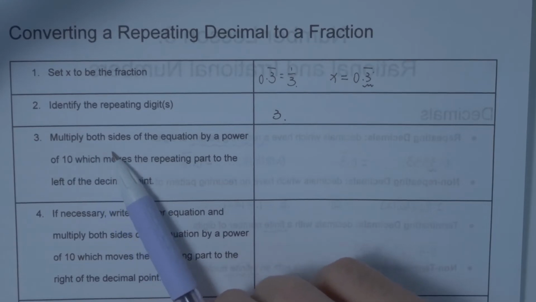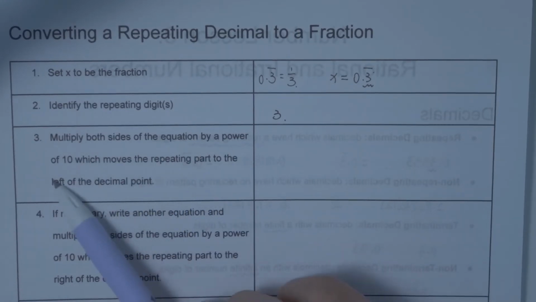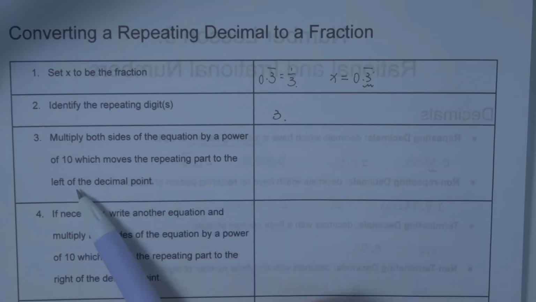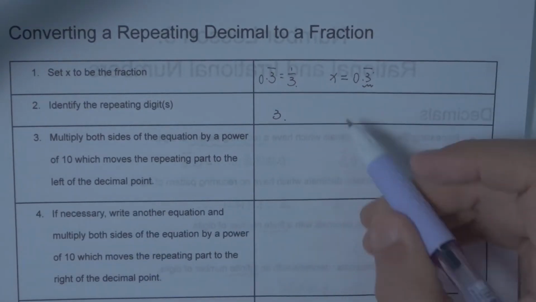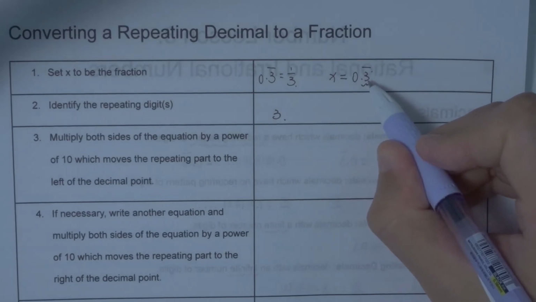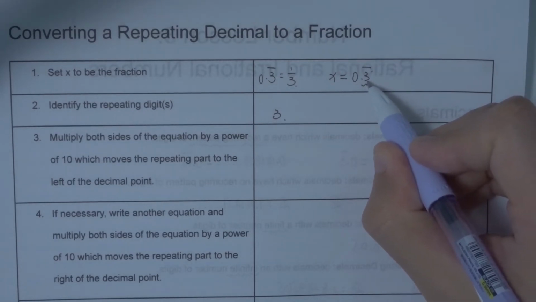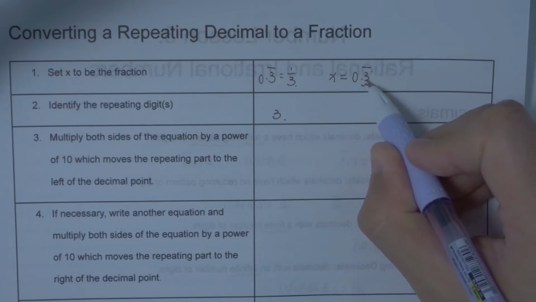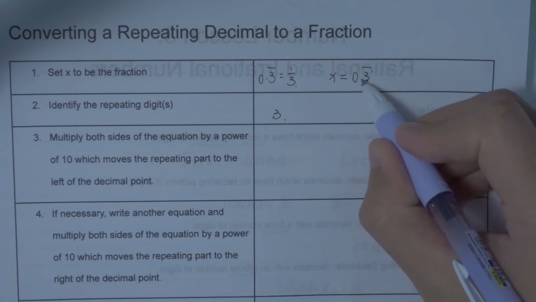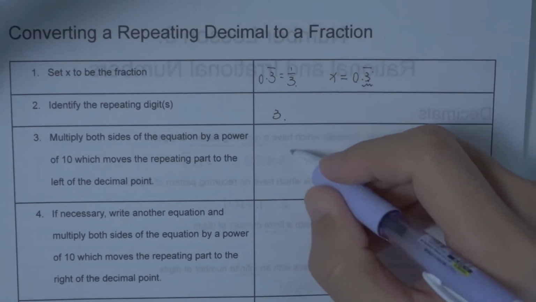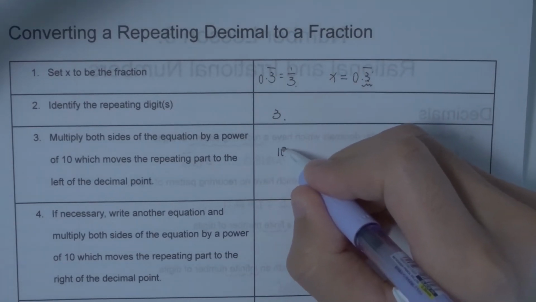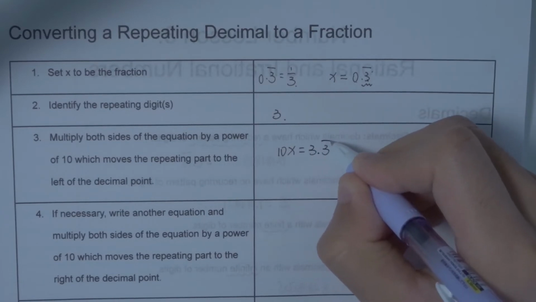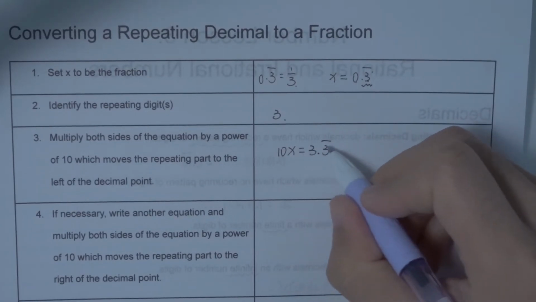And multiply both sides of the equation by a power of 10, which moves the repeating part to the left of the decimal point. So we need to times by a power of 10 to move this repeating 3 to the left of the decimal. For this one we can just use 10. So we have 10x equals 3.3 repeating, because we just times by 10.